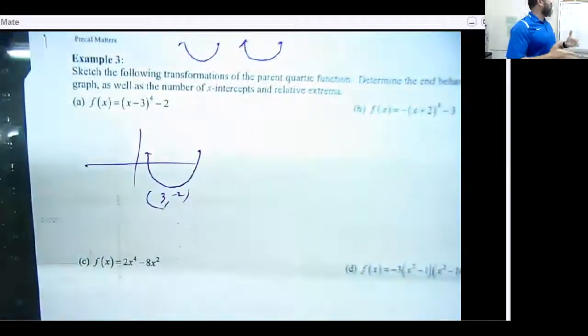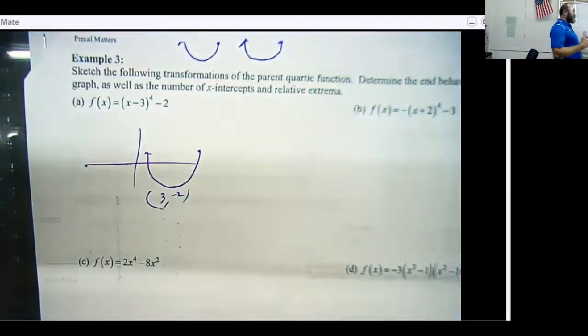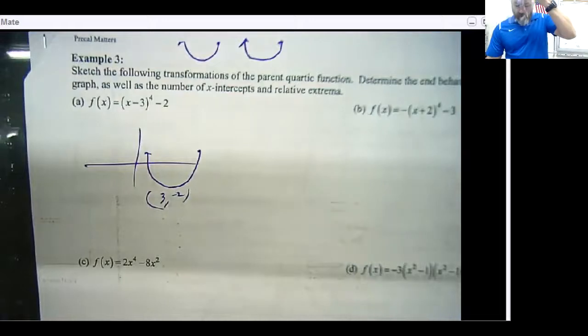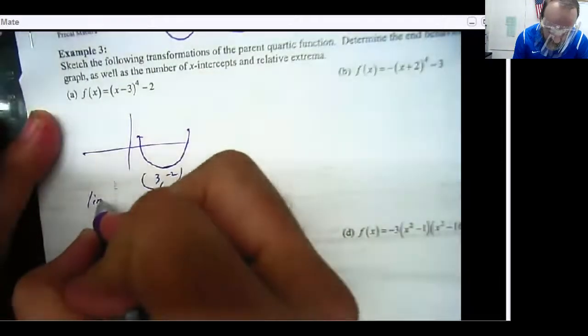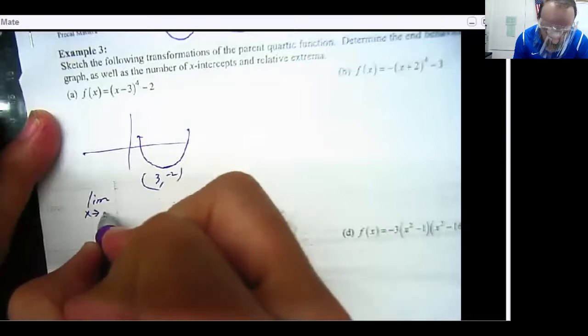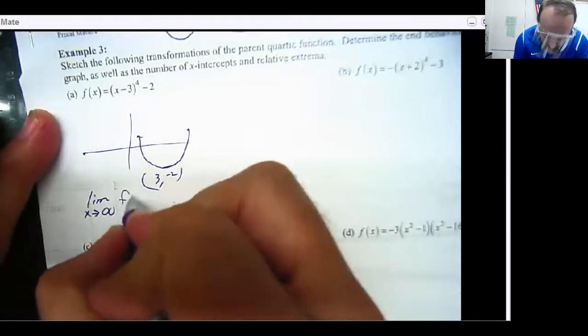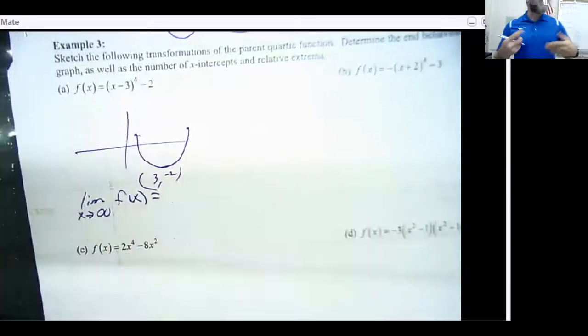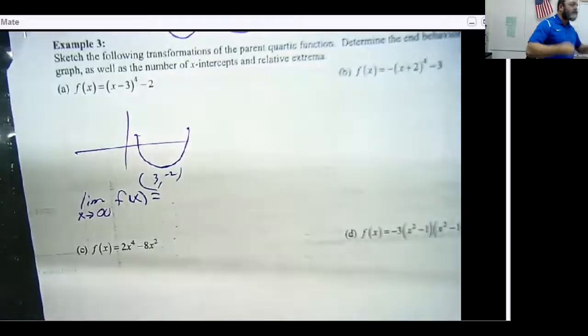And let's talk about what we have. Now that's a very basic sketch, nothing specific, nothing all that careful. But can you tell me what the end behavior would be? Let's practice that. The end behavior would be the limit as x goes to infinity of f. Where is the graph going as I try to approach infinity?